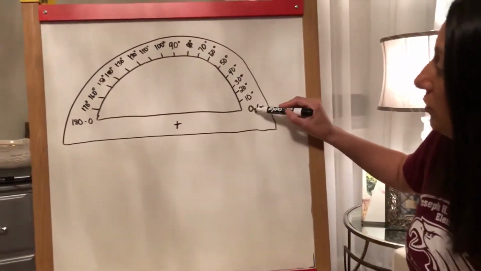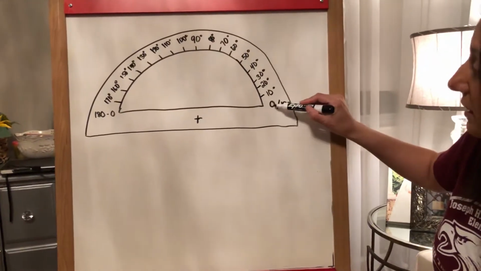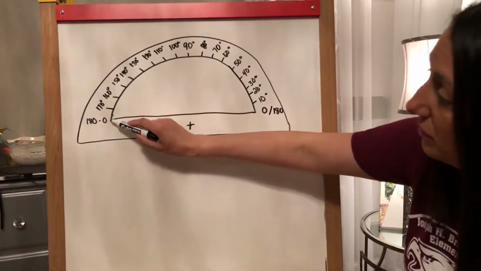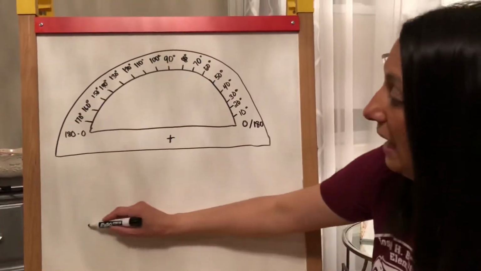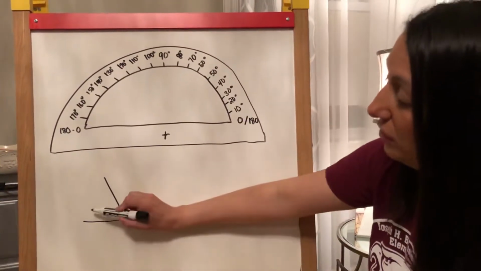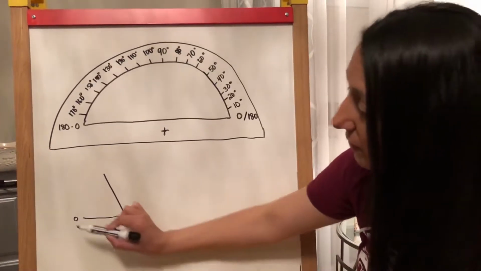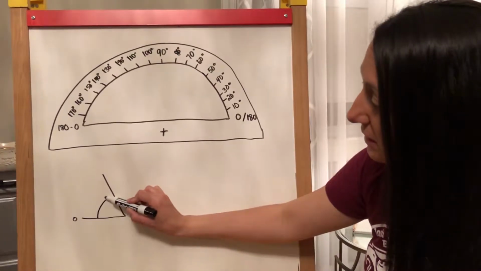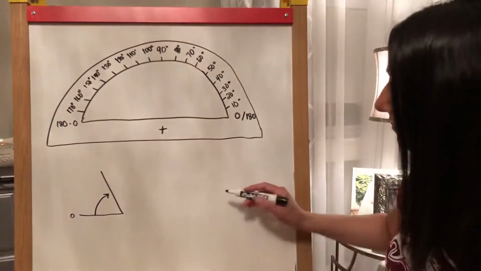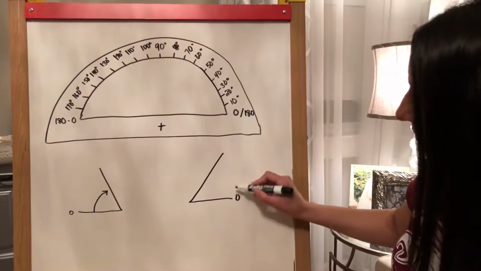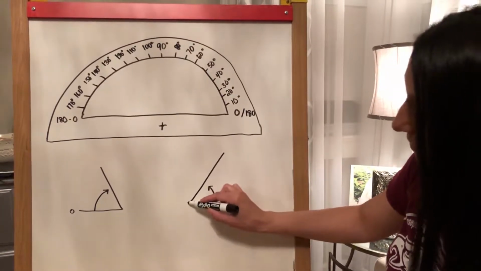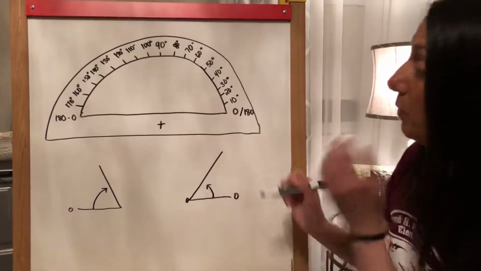So the first thing you'll notice is that the 0 is on this side, and there's also a 0 on this side. Meaning you can measure, maybe there's an angle that goes this way, and you want to start with 0 here, okay? And then you measure up to see how large that angle is. Or if the angle is looking this way, you can start with the 0 on this side and measure up this way. Okay, so 0's on both sides.